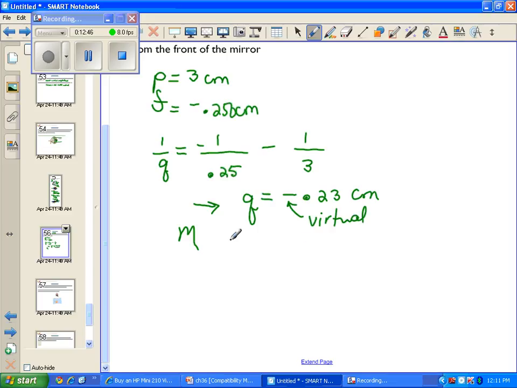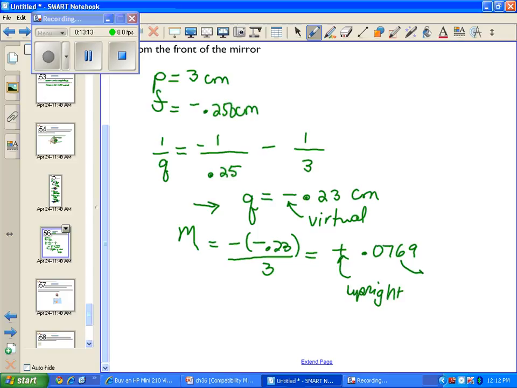Well, we knew that because convex mirrors always form virtual images. M equals negative, or minus Q, Q is minus 0.23, divided by P, P is 3, we get M is equal to positive 0.0769. Well, this tells us the image is upright, and the number certainly tells us that it's going to be reduced, in fact, quite a bit reduced.